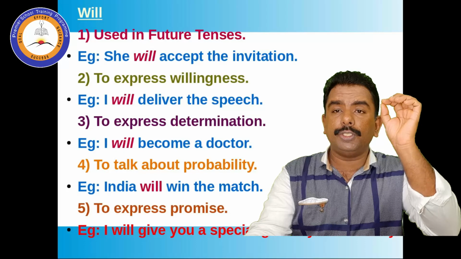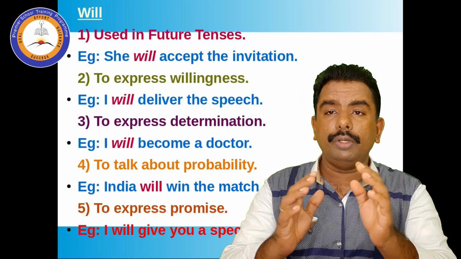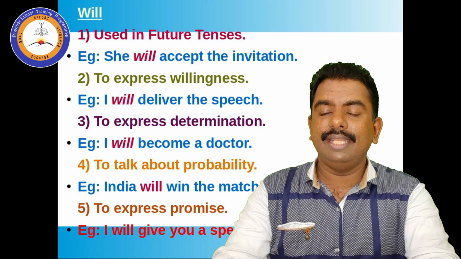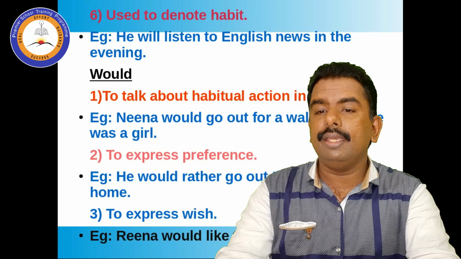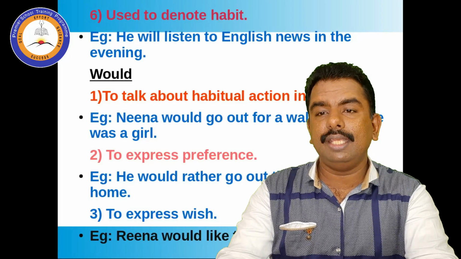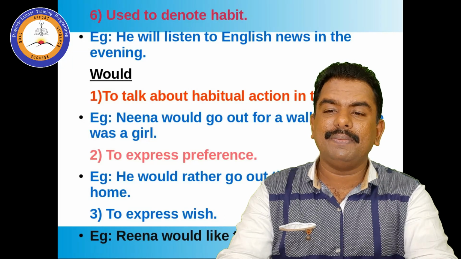Fifth one, to express promise. I will give you a special gift on your birthday. Next one is used to denote habit. ശീലങ്ങളെക്കുറിച്ച് പറയാൻ, he will listen to English news in the evening.